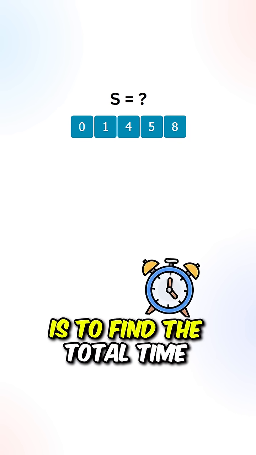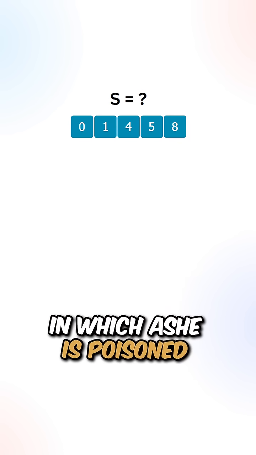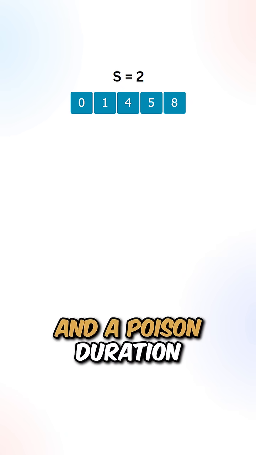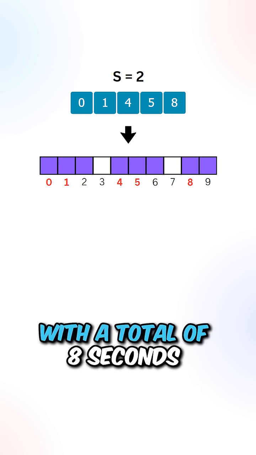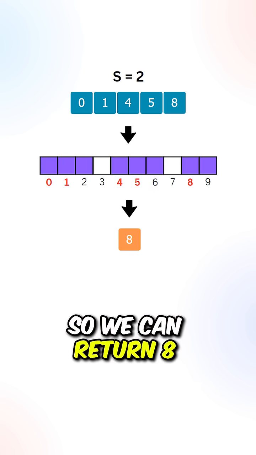Now your task is to find the total time in which Ash is poisoned. Let's say we're given this array and a poison duration of 2 seconds. Ash has been poisoned in the following intervals with a total of 8 seconds, so we can return 8.